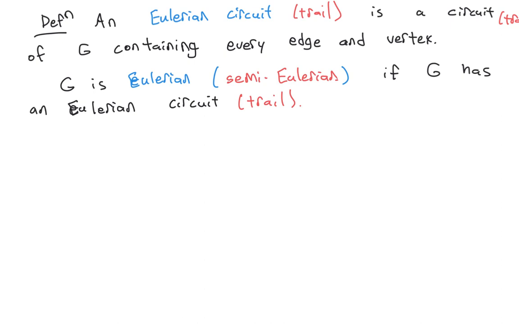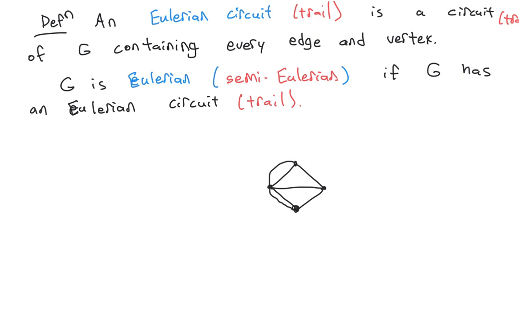All right, so an Eulerian circuit is a circuit in a graph that contains every edge and vertex. Likewise, an Eulerian trail is a trail that contains every edge and vertex. So the name comes from an old problem that was solved by Euler called the Königsberg Bridge problem.